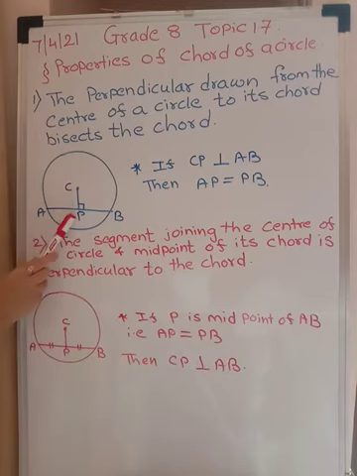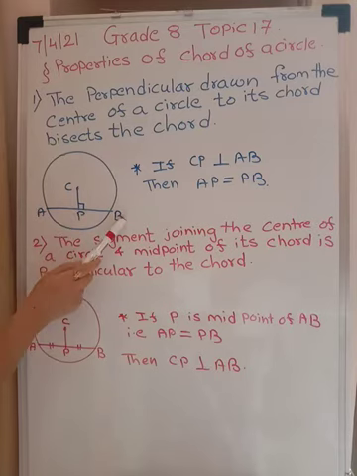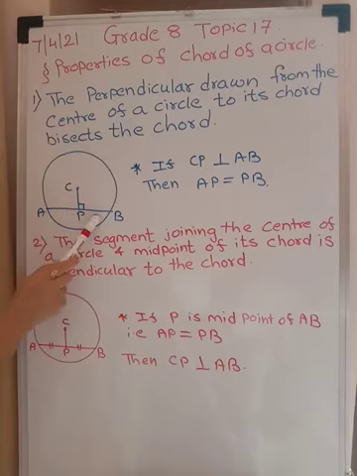So if CP is perpendicular, then this perpendicular is going to bisect this chord into two equal parts. Bisecting means into two equal parts. So I have written here, if CP is perpendicular to AB, but what is the requirement? C should be the center and AB should be a chord. So if there is a perpendicular from the center to the chord, then AP will be equal to PB, because this line which is perpendicular is going to bisect this chord or divide this chord into two equal parts.